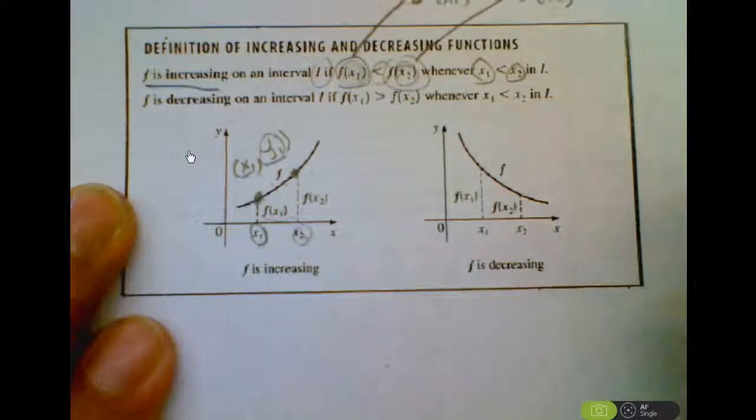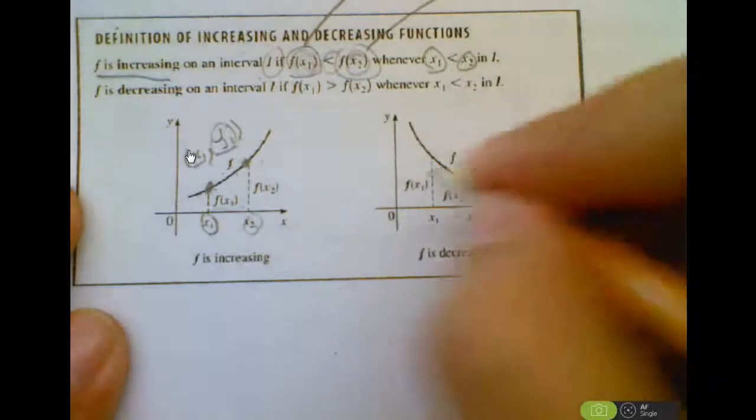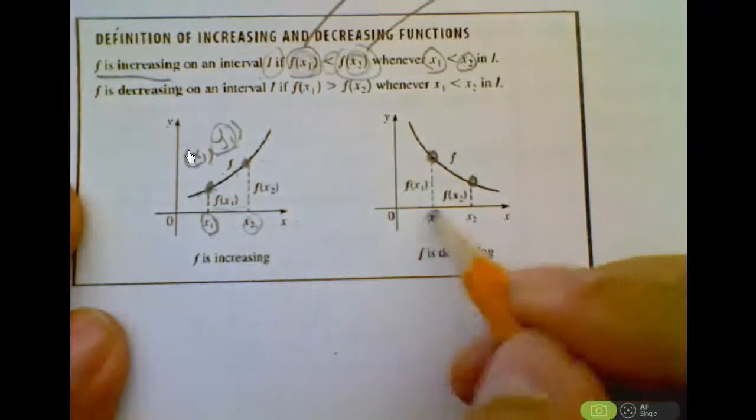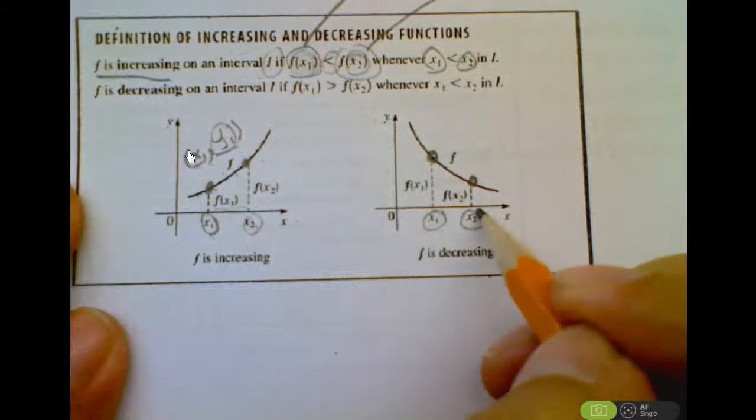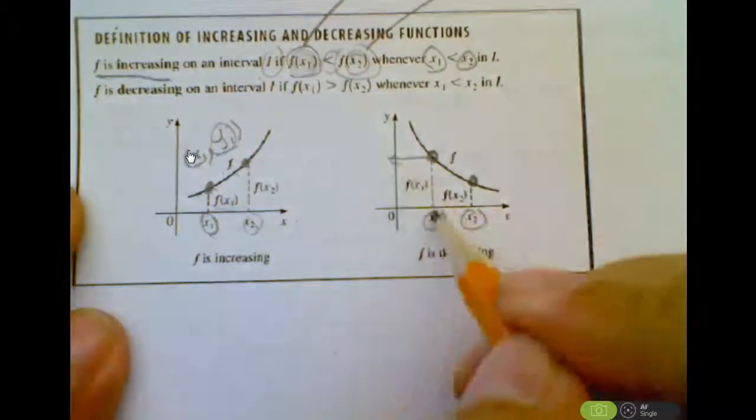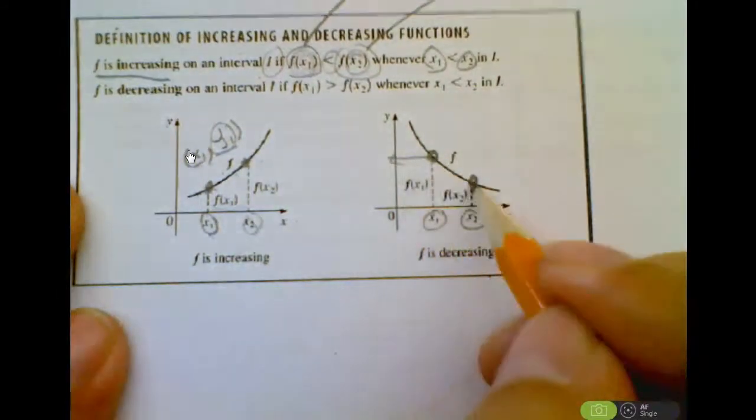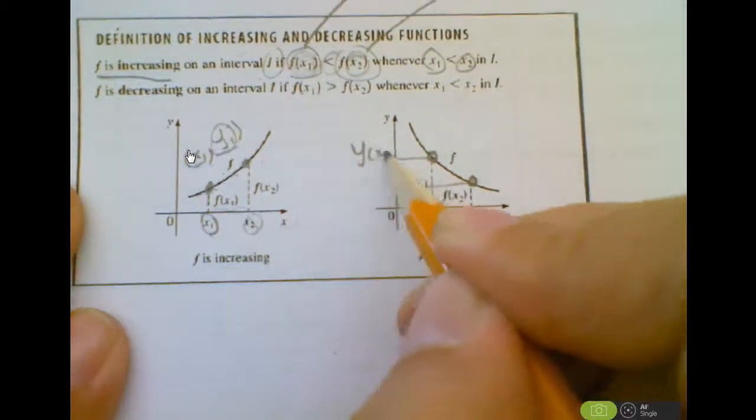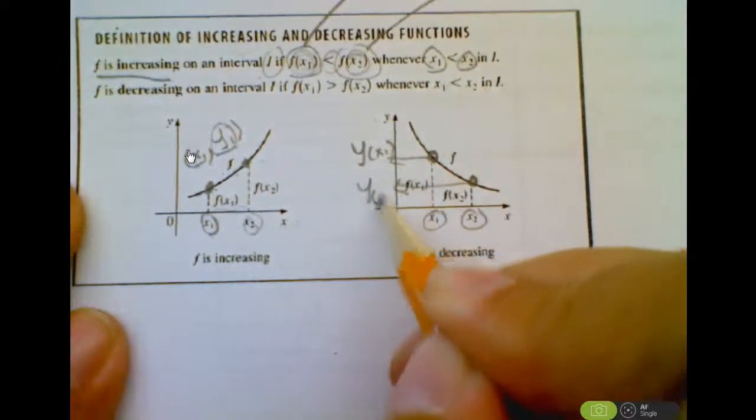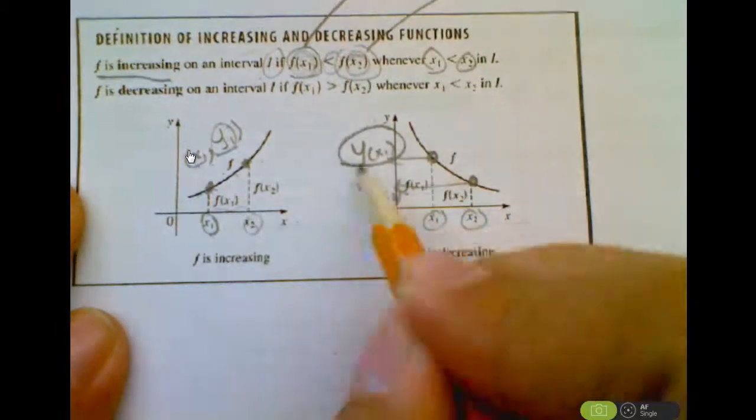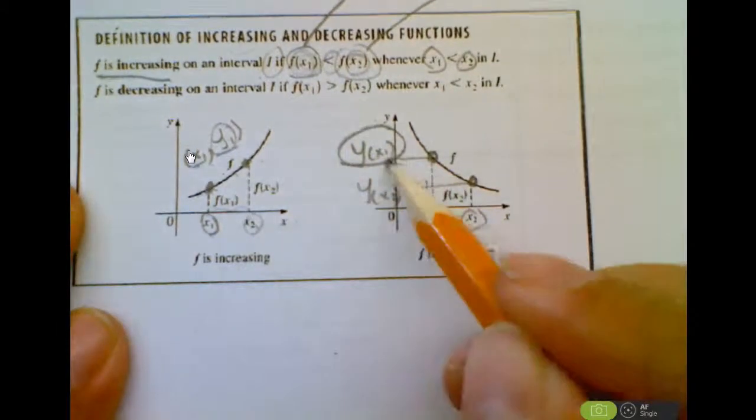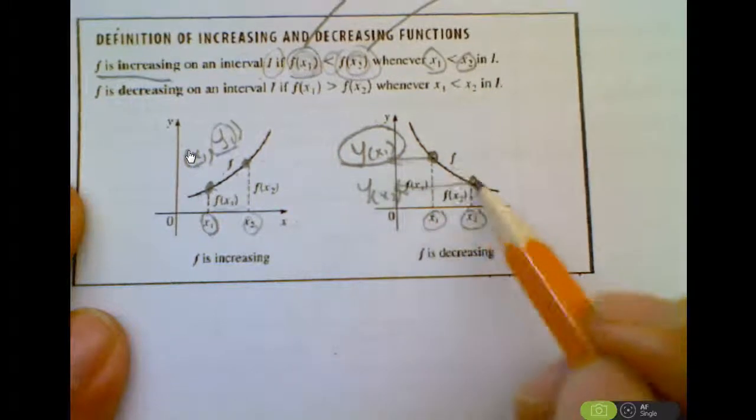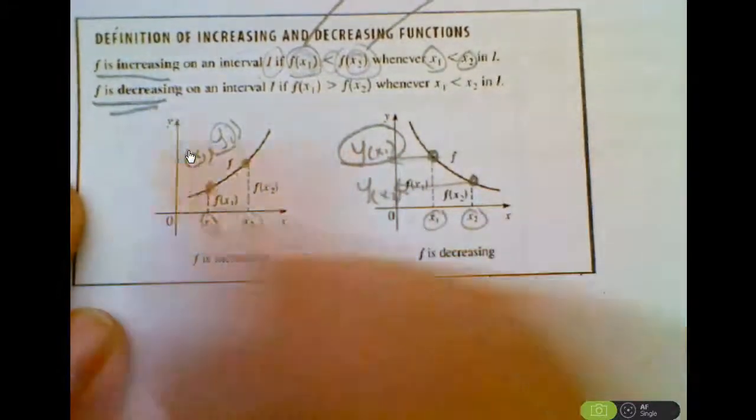Now f is decreasing whenever you have 2 points. If one x is less than the other, then the y for that x is actually bigger than the other y. This is the y for x sub 1, this is the y for x sub 2, and you can see how the y for the first point is actually higher than the y for the second point. So when that happens, we say that the function is decreasing.